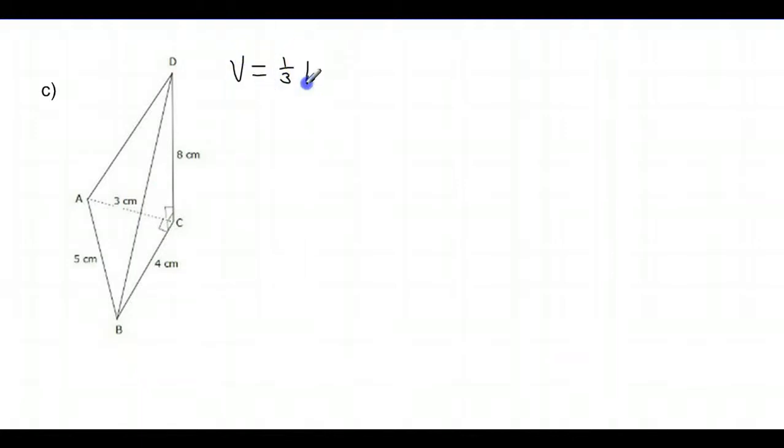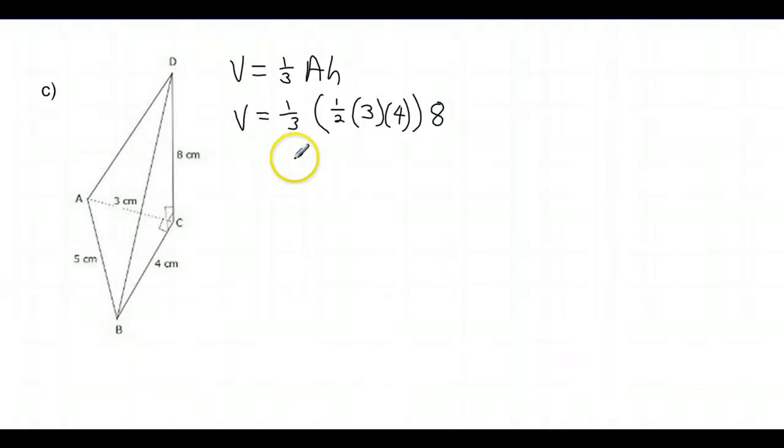Formula: 1/3 A H. The area of the base is a triangle, and it's 1/2 the base of that triangle is 3, and the height is 4. Or the base is 4, and the height is 3. But it's the 3 and the 4 that we're using. So base times height, that's the A, and then times 8. Okay, do I need a calculator? Well, 1/3 times 3 is 1. 1/2 times 4 is 2. Times 8 is 16. 16 units, centimeters, it's a volume, so centimeters cubed.